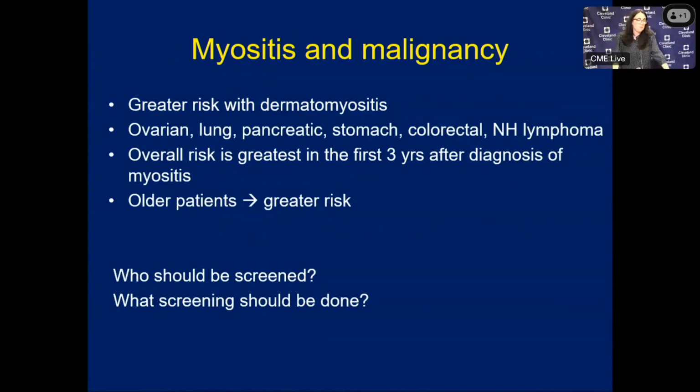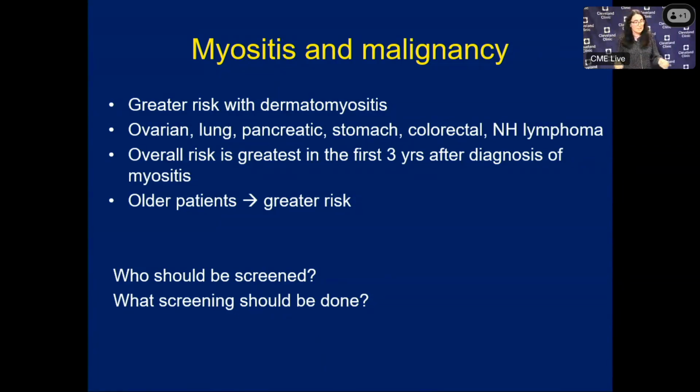It's important to remember that myositis can be associated with malignancy, and the greater risk of that is with dermatomyositis. Many different types of cancers can be present, most commonly ovarian, lung, pancreatic, stomach, colorectal, or non-Hodgkin lymphoma. Overall, the risk is greatest in the first 3 years after the diagnosis of myositis. In the majority of patients that have myositis-associated malignancy, the malignancy presents within the first or the second year after the diagnosis of myositis. So within a year of the diagnosis, before or after. And of course, older patients are at greater risk.